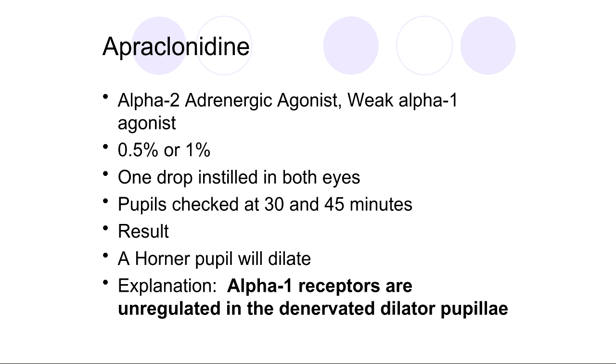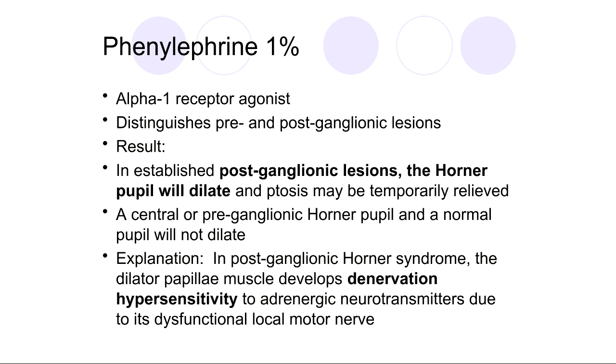Apraclonidine is a weak alpha-1 and alpha-2 agonist. So if you put one drop in both eyes and then check the pupil in another 30 to 45 minutes, the Horner pupil will dilate. And this is because the alpha-1 receptors are upregulated in the denervated dilator pupillae. We can also use phenylephrine to do a similar test.